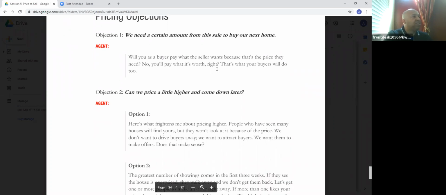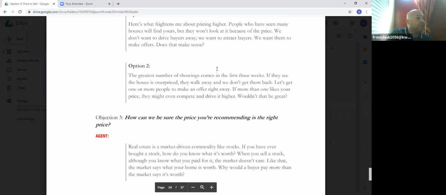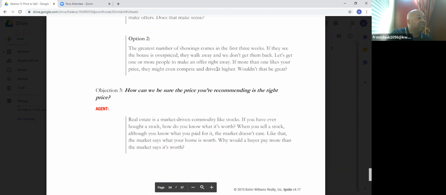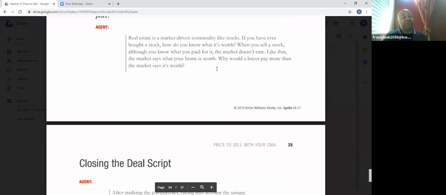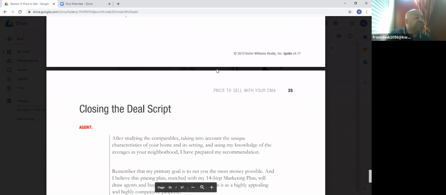So objection one, we need a certain amount from this sale to buy our next home. I hear that a lot. Objection number two, can we price a little higher and come down later? It just gives you answers for those questions, which I think is very helpful. Objection number three, how can we be sure the price you're recommending is the right price? Then it has an answer for that. These answers make sense, and it takes the guesswork out of it for you, and it helps you get through it a little faster, especially if you haven't been in the business long.